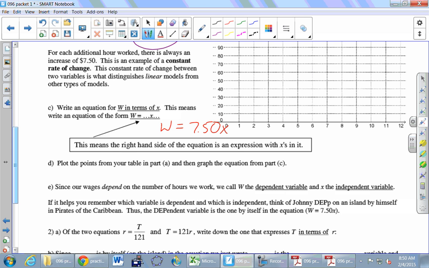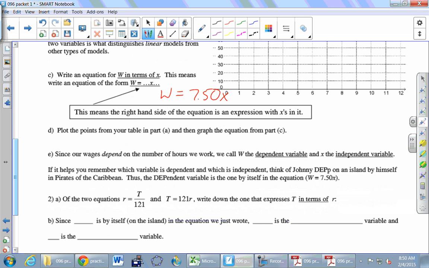Okay, let's plot a few of the points. This is part D. It says plot the points from your table in part A and then graph the equation from part C. So go ahead and plot all the points in the table and then connect the dots in some reasonable way.